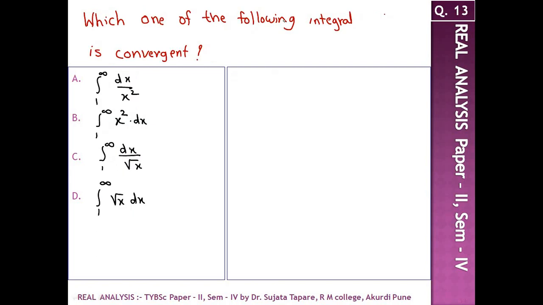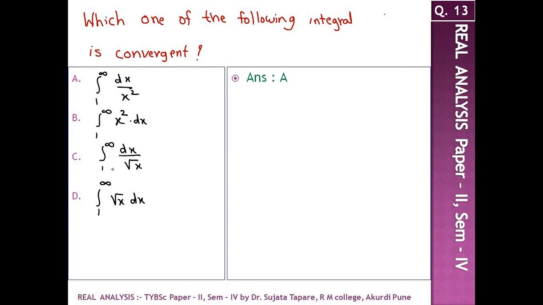Which one of the following integrals is convergent? So integration 1 to infinity dx upon x square is an improper integral of the first kind. It is convergent when p is greater than 1. So here p is equal to 2, which is greater than 1. So the correct option is A.